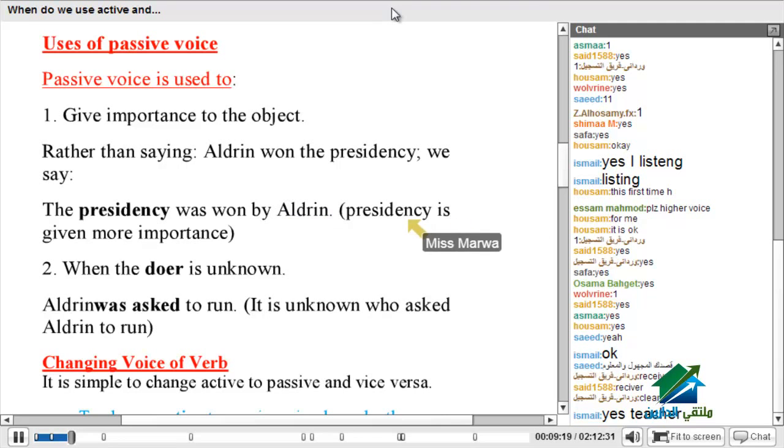Why? لأن the presidency is given more importance. يبقى أنا بديها ال importance أكتر. عشان كده خليتها هي subject. هو ده passive voice. mainly كده ده main use بتاع passive voice. أنا في ناس كتير قوي بتبقى confused ويسألوا عن الactive والpassive وفي ناس مش بتحب تسمع سيرته من كتر ما هي بتكرهه. لا الموضوع أبسط من كده بكتير. You have to know when to use the passive voice وبعد كده تشوف ال structure بتاعته ماشي زي بالظبط.